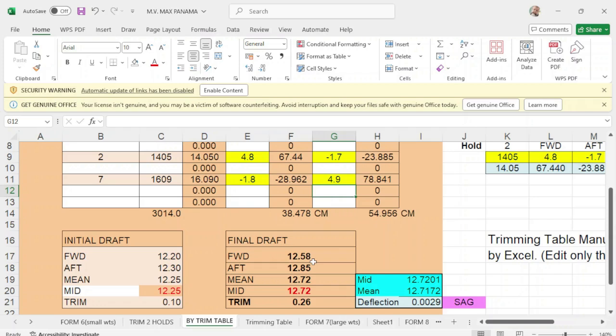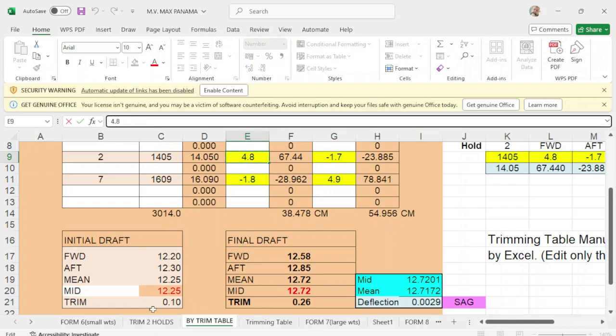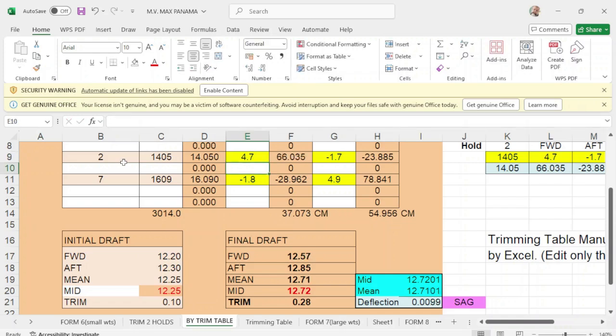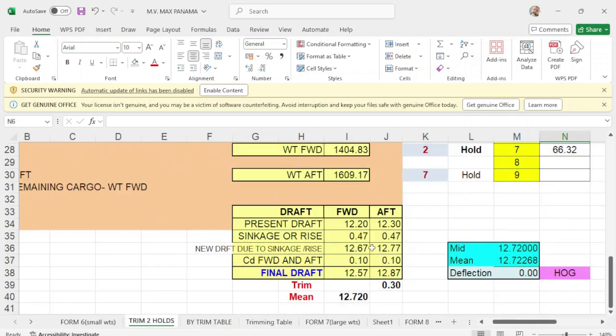And let's say I will put it to 4.7. Okay, make it 4.7. So reduce from 4.8 and make it 4.7. Then your drop forward is 12.7, which is the same here. So up now, you have to make it 12.87.